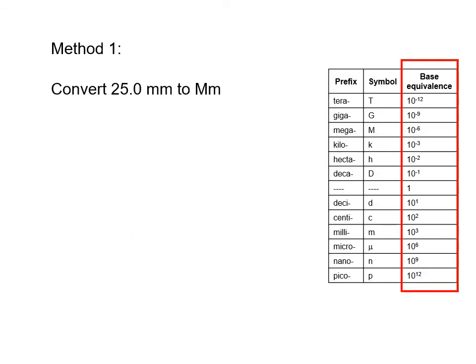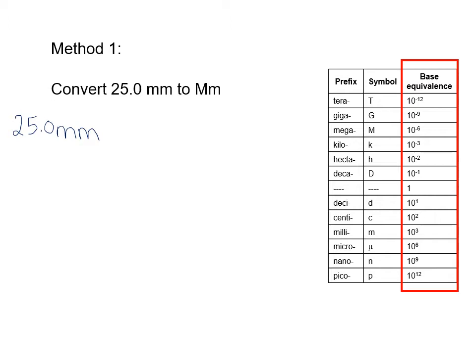Right, so I'm going to show you two different methods for performing these conversions. And remember, for each one, we're going to use the base equivalence. Remember, the first rule was that we start off with what we're given. So we're given 25.0 millimeters. So that's what we're going to start off with.